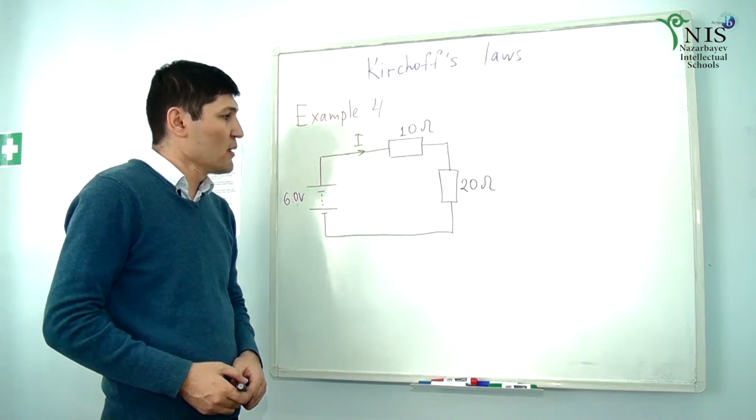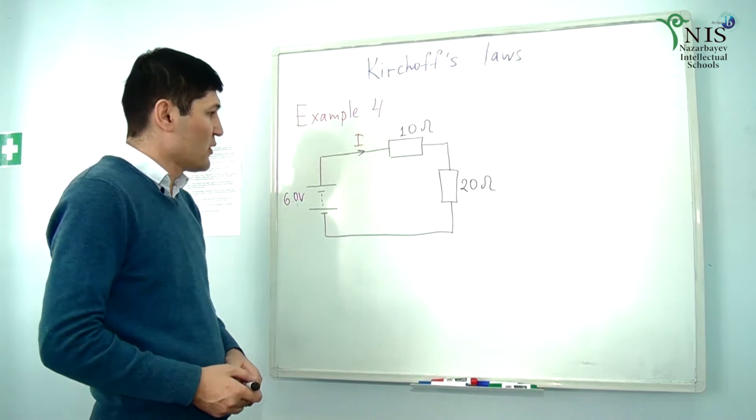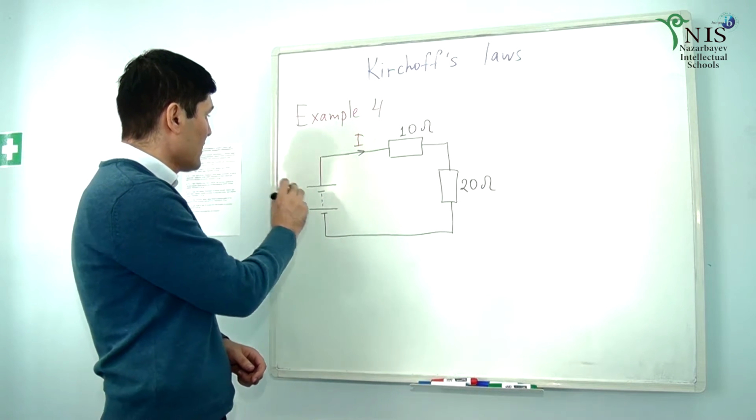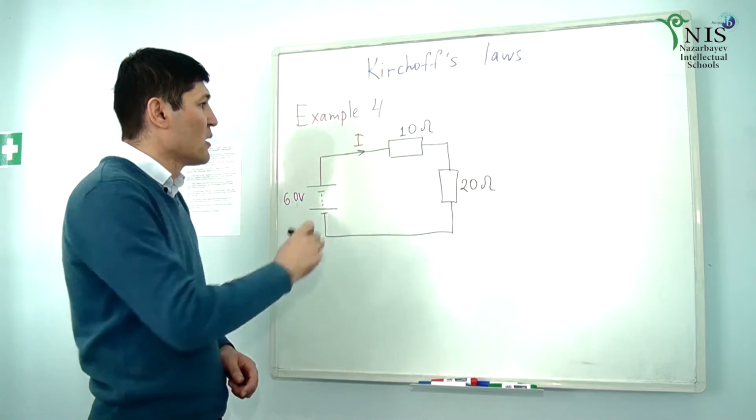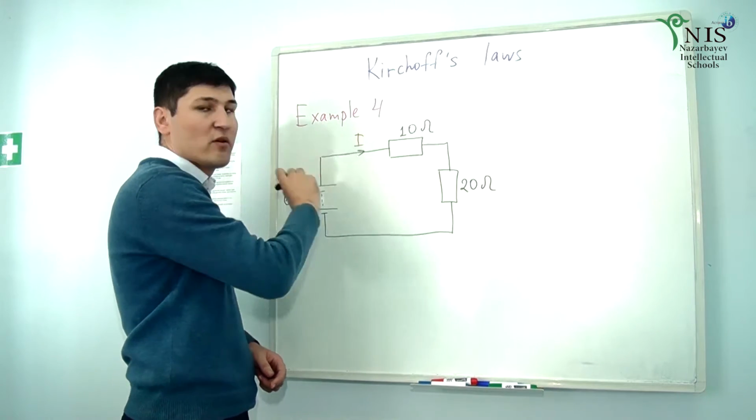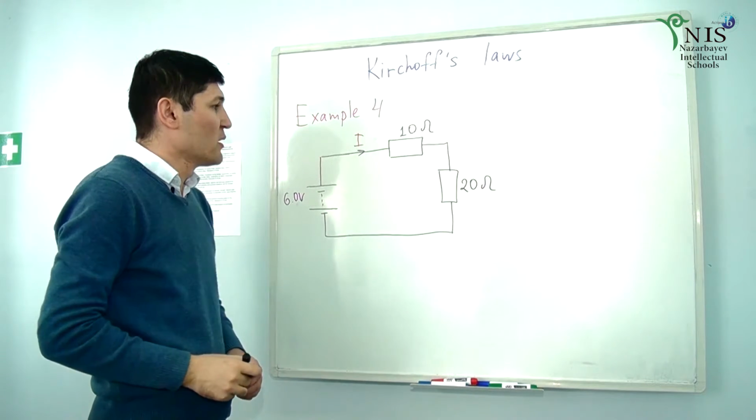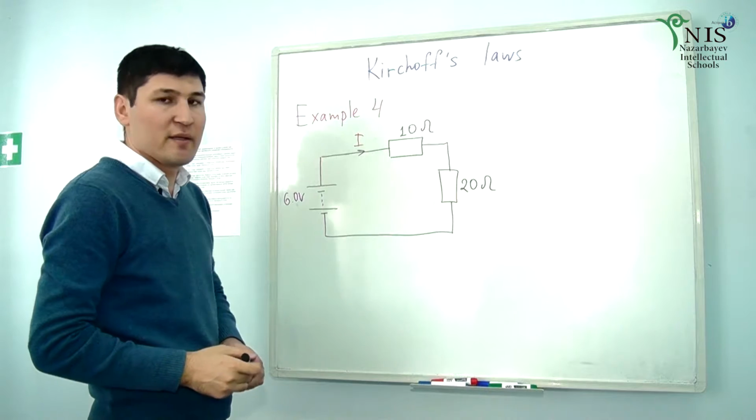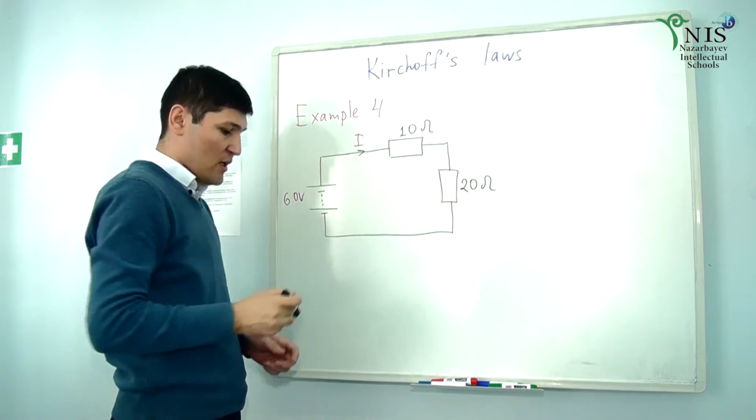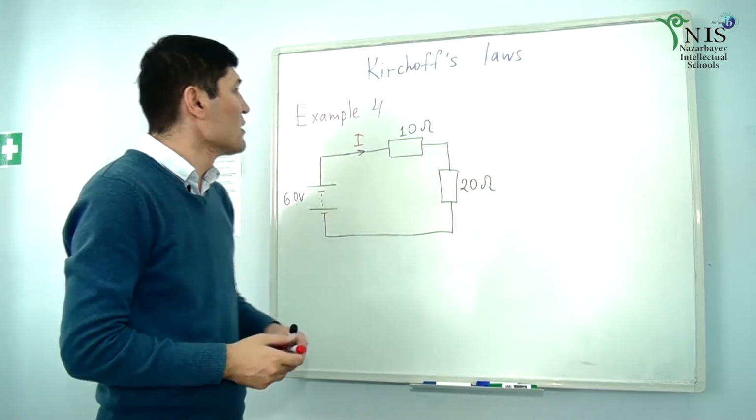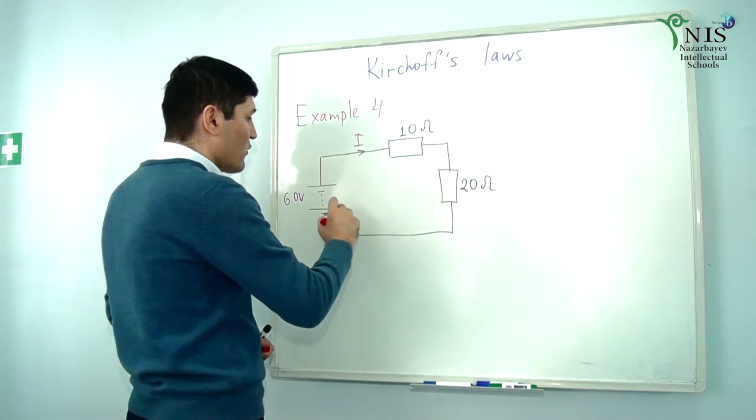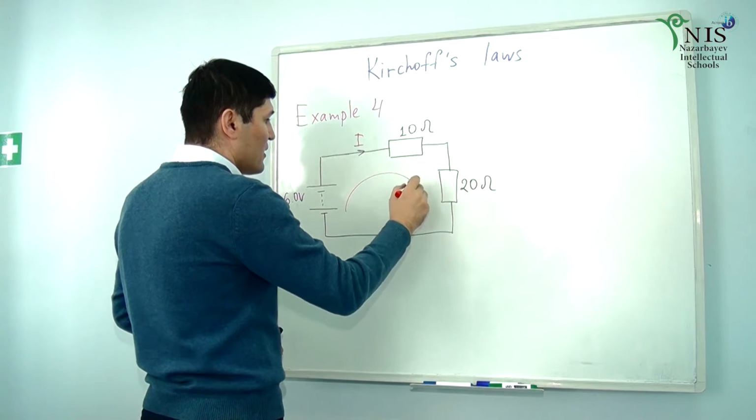In this example, we are given the circuit. Here, the electromotive force is 6 volts, and there are 2 resistors in series, 10 ohm and 20 ohm respectively. We are asked to find the current along this circuit. So we need to apply Kirchhoff's second law to find the value of I.